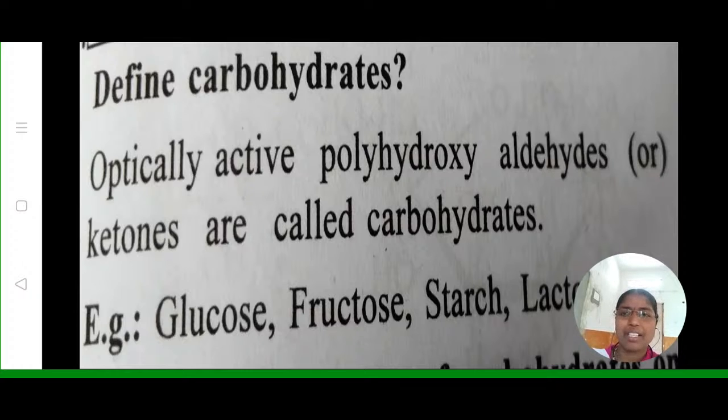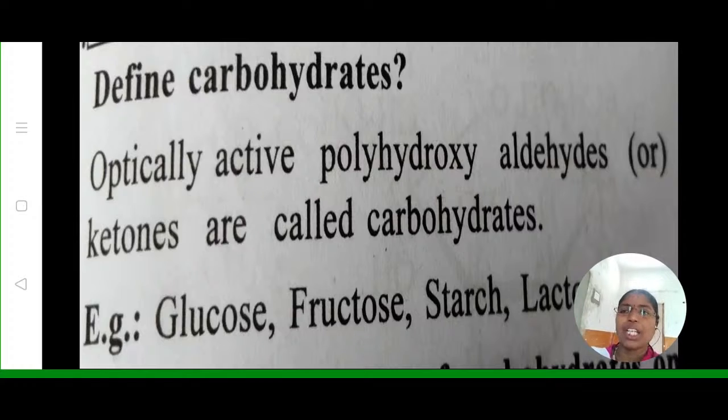Define carbohydrates. Optically active polyhydroxyaldehydes or polyhydroxy ketones are called carbohydrates. Examples: glucose, fructose, starch, lactose, etc. These are the examples of the carbohydrates.